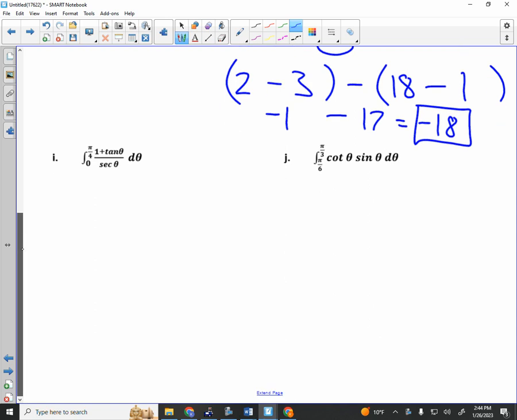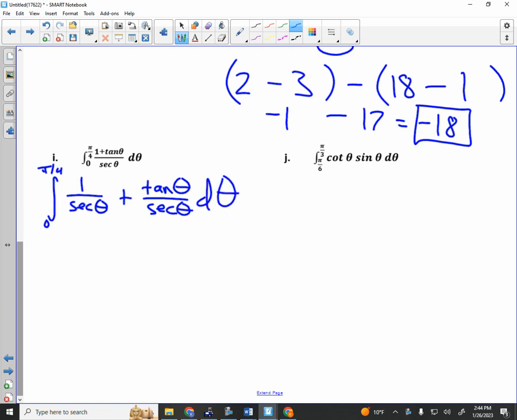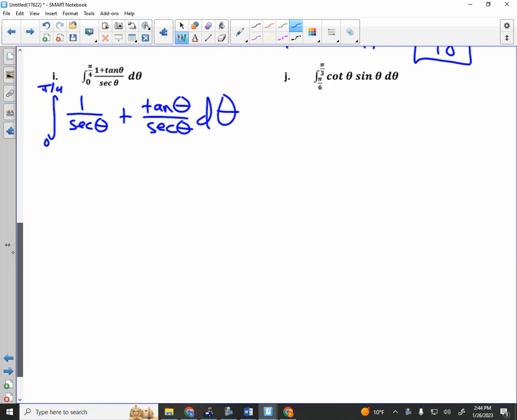Sometimes you come up with something that looks really challenging like this. We're going to make this next one easy. We're going to write it as the integral from 0 to pi over 4 of 1 over secant of theta plus tangent of theta over secant of theta. A little bit of review of your trigonometry for you.